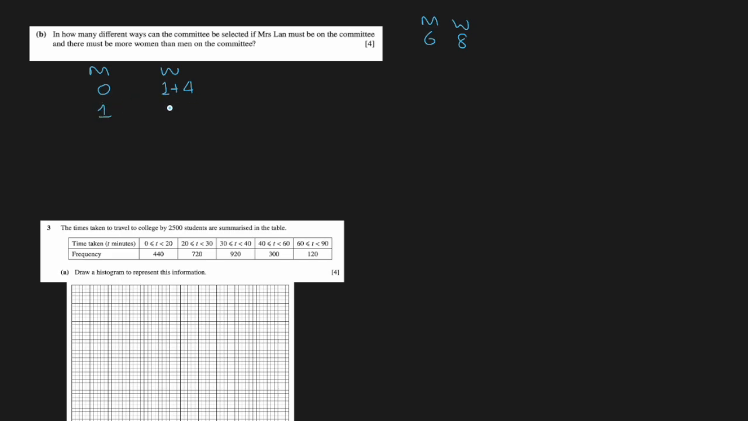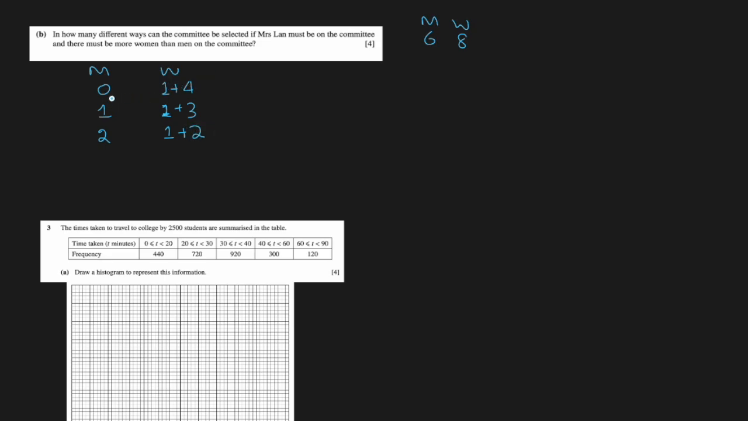Now one man is there. Mrs. Lan is already there. We need how many? 1 plus 1, 2, plus 3. Now there are 2 men. Mrs. Lan is already there, plus 2. The number of women is 5 here, 4 here, 3 here, still more than men. But if I do 3 men here and Mrs. Lan is there, then I need only 1 woman. That makes women 2 less than men. So this is not acceptable. That means these are the 3 situations only.